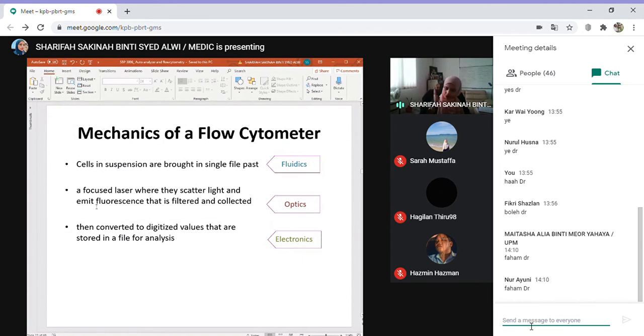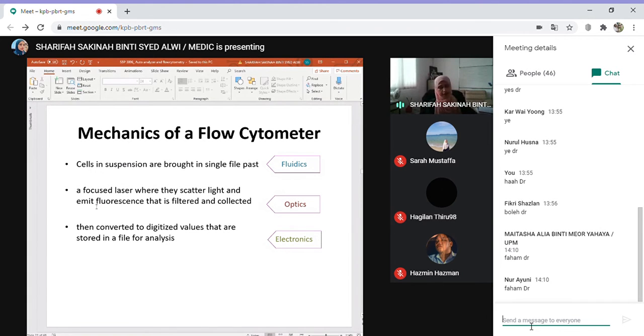Okay, so in a very simple way, when you talk about flow cytometry, there are three mechanical parts. First is the one I told you about: you have the flow cytometry tube and you introduce it into the flow cytometer. Whatever cells are in there will be sucked into the machine. That is the fluidic part. Then the optic part is where you have the laser and the cells. The cells with the fluorochromes will pass through the laser. That is the optic part.